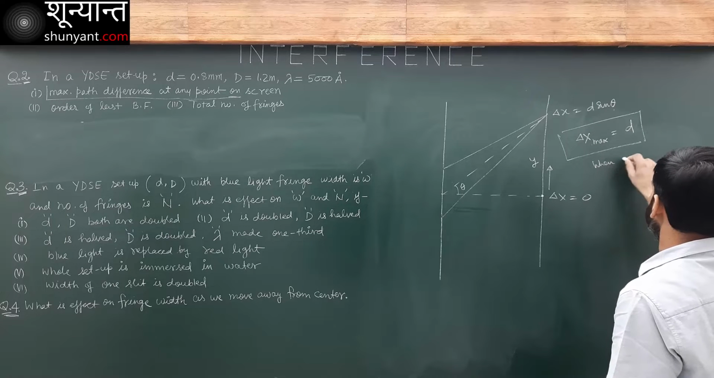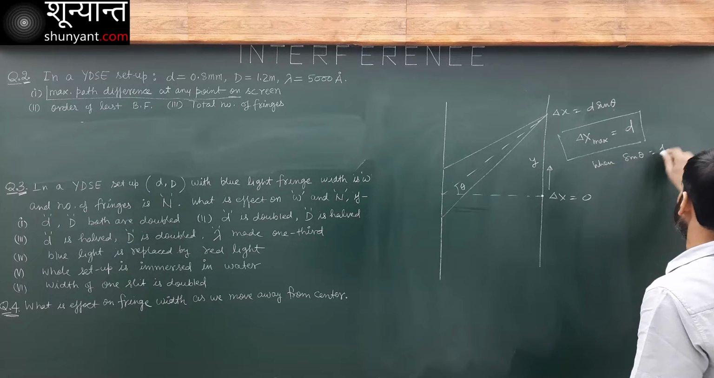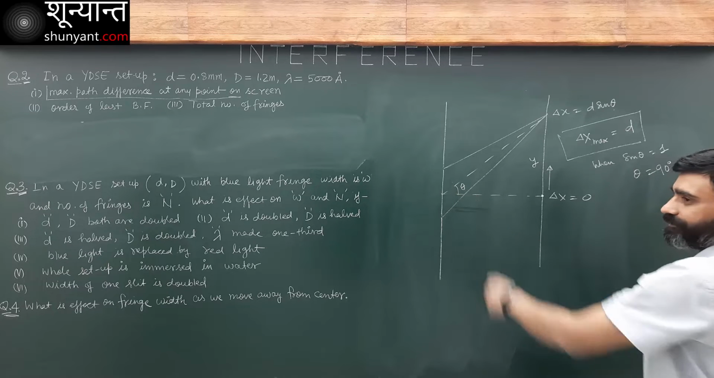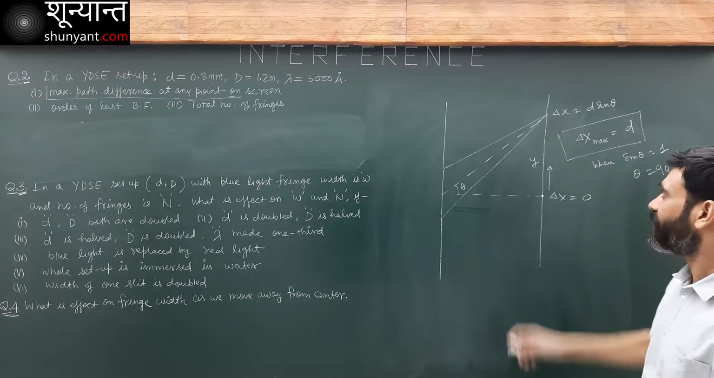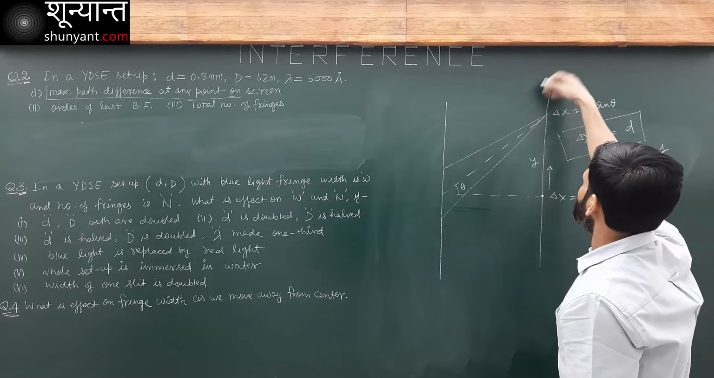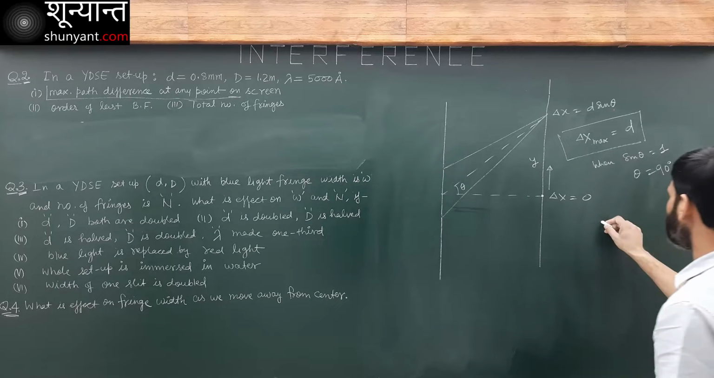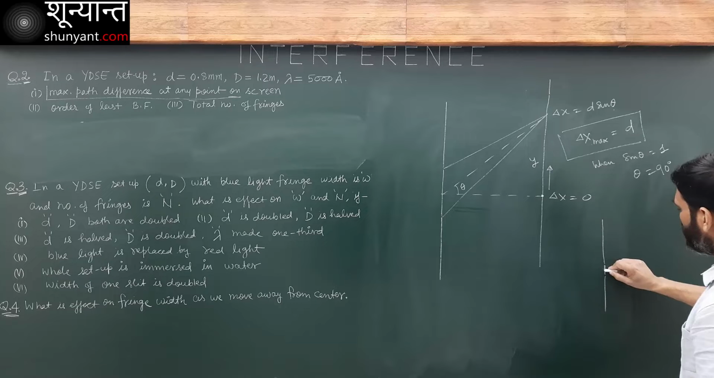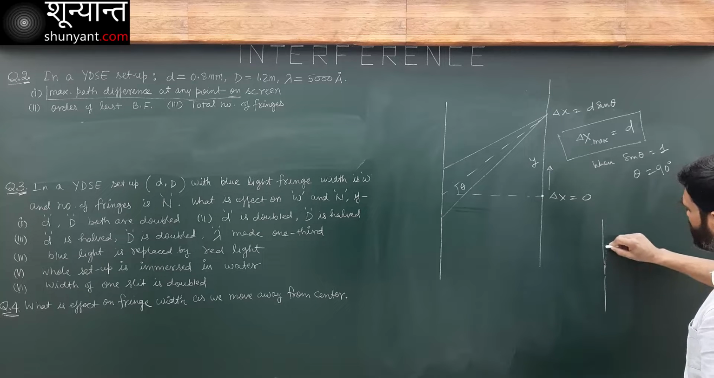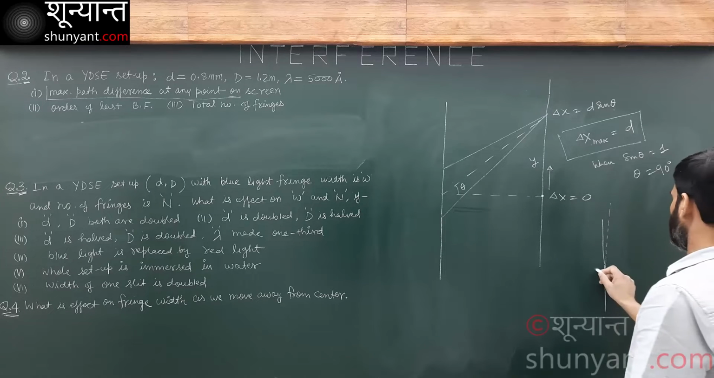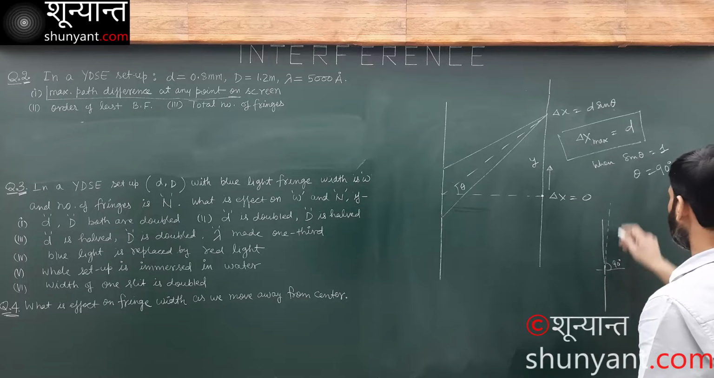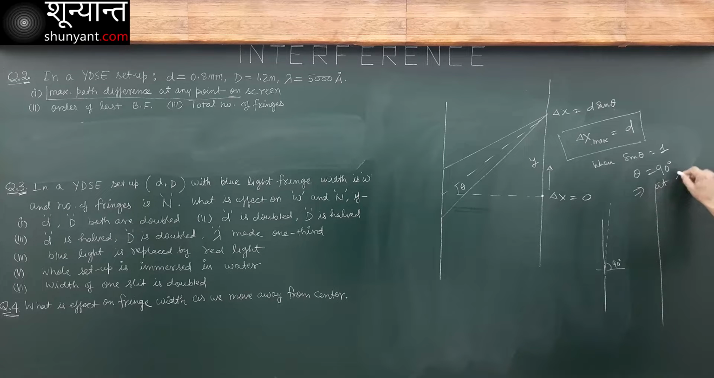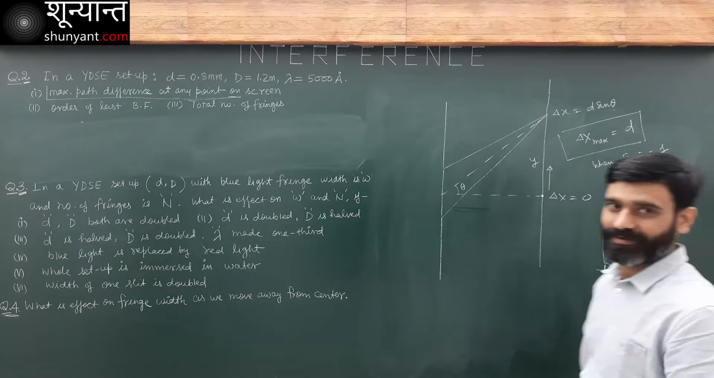When sine theta is equal to 1, theta is 90 degrees. What does it mean? That means I am going almost to infinity. We can think of it like this: this theta will be almost 90. Now where will that point be on the screen? That means at infinity.